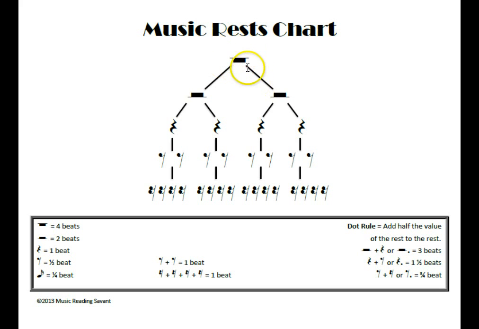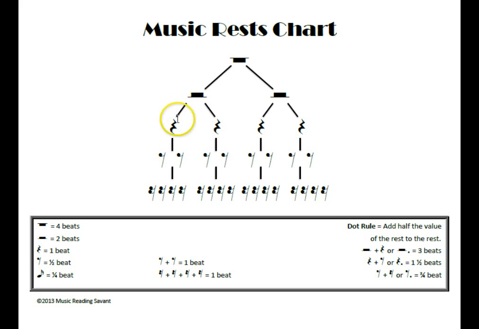A whole rest is worth 4 counts, and if I were to divide that down or break it into 2 parts, I have 2 half rests. So this is worth 4 counts, this is worth 2 plus 2. And you can see that each of these can be divided down even further.